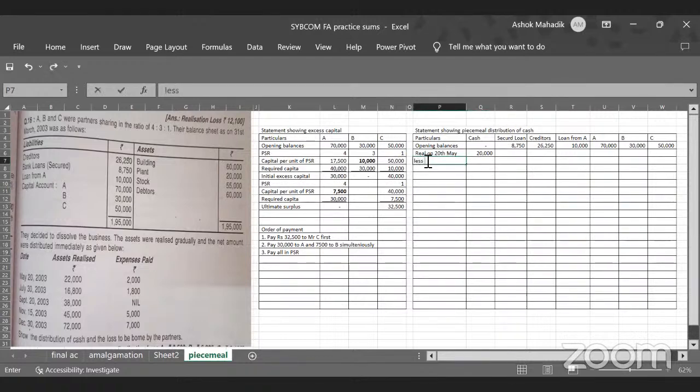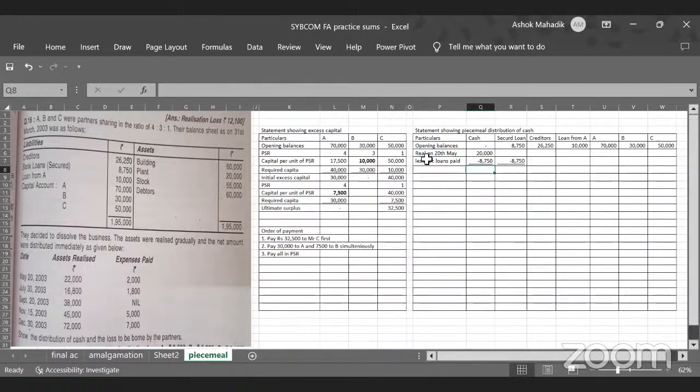Okay. So I'll write less secured loans paid. Okay. What is the value of secured loan? 8750. And how much cash we have? Sufficient. So we can pay them in full. So I'll write here 8750 less from cash. Okay. And from liability in same line, write in secured loan column minus 8750. Clear? So now we will calculate the balance. I'm left with cash balance of 11,250 and secured loan will become 0 because we have paid them in full. Clear? I hope this is clear.